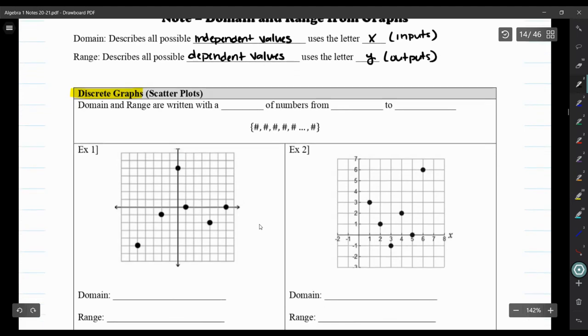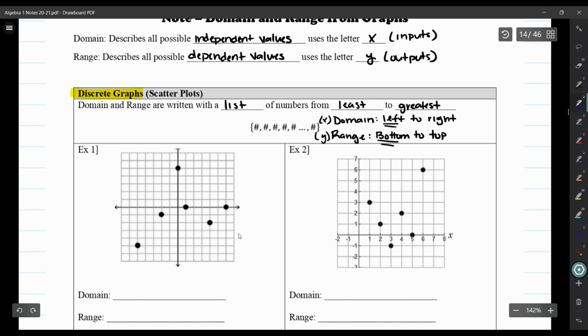Okay, so with discrete domain and range, you write it with a list of numbers from the least to the greatest. So smallest to largest, that's the way this list is ordered out. Okay, domain, we work from left to right. And range, we work from bottom to top. Because on range, the Y values, the smallest are at the bottom. And for domain, the X values, the smallest are at the left.